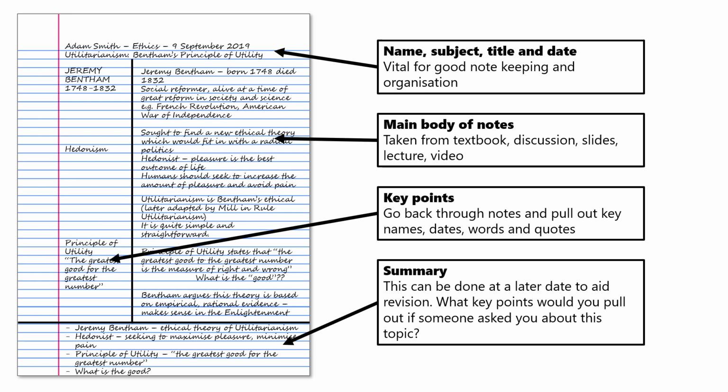And again, you can work backwards. So you read through the summary, you look at the key points on the left hand side, and then you can reread your notes for a little bit more detail. And honestly, that is the most effective method of note taking. It's really easy to get used to.